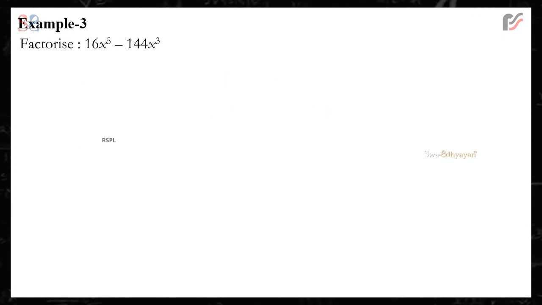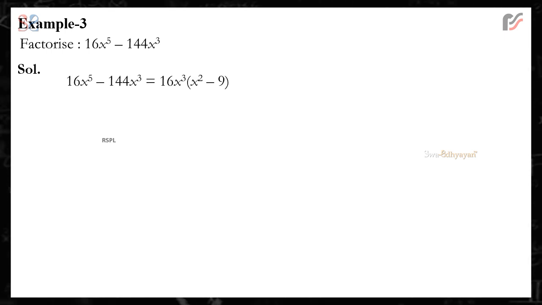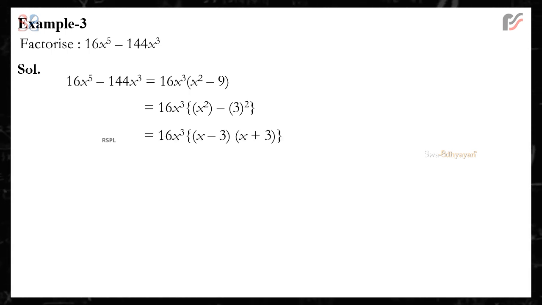Example 3. Factorize 16x raised to the power 5 minus 144x raised to the power 3. Solution. 16x raised to the power 5 minus 144x raised to the power 3 is equal to 16x raised to the power 3 into (x raised to the power 2 minus 9), which is equal to 16x raised to the power 3 into (x raised to the power 2 minus (3) whole raised to the power 2), which is equal to 16x raised to the power 3 into (x minus 3) into (x plus 3).